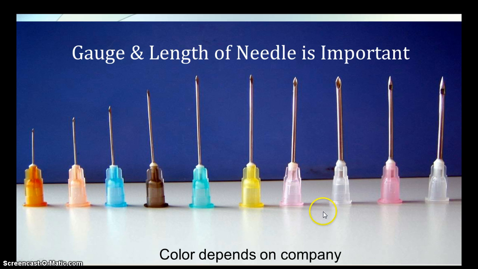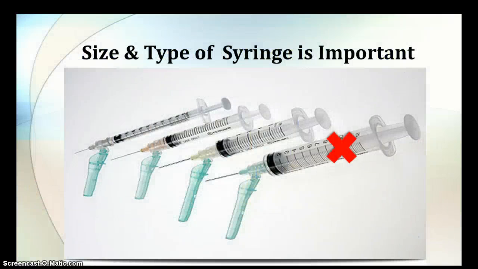These are lovely colors, but you cannot base what gauge it is by the color of the hub. Different companies make different colors. So again, if you have one company where you're working, fine, but if not, you'll really have to look on the package to see what the gauge of the needle is.